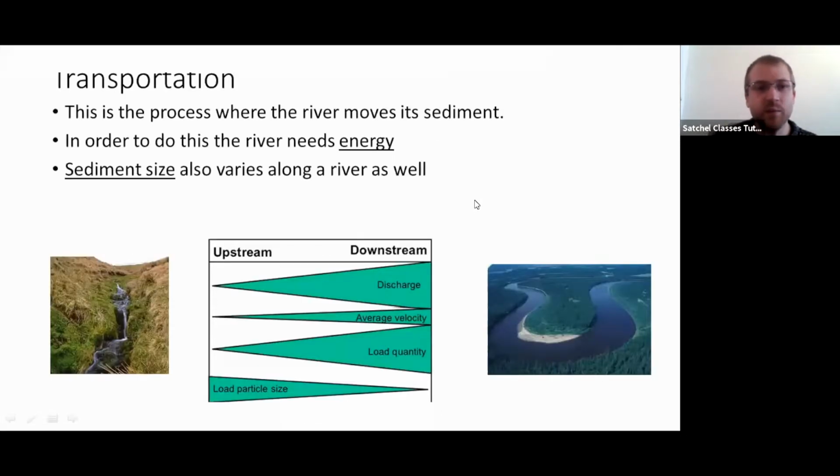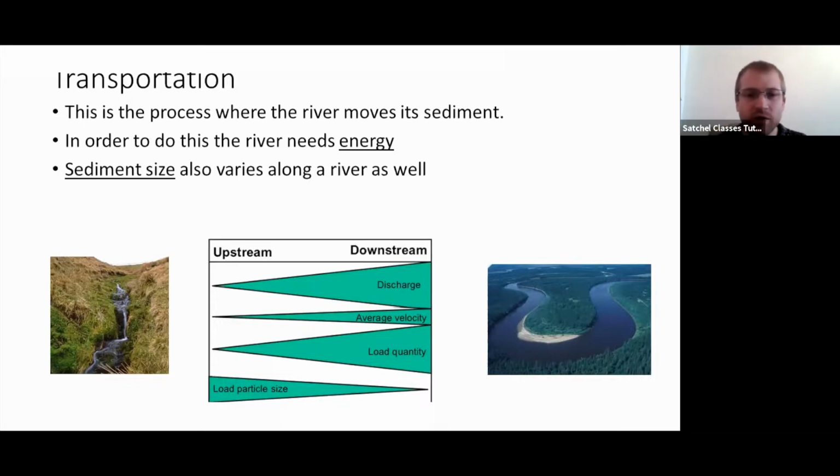So to begin with, if you have a pen and paper, it's probably worth jotting down this definition. Transportation is a process where a river moves its sediment. That's the ultimate definition. Now in order to do this, the river needs energy. You can't pick anything up if it doesn't have energy. And sediment size, the material that the river carries, also varies along the river. So that's something that we need to consider as well.